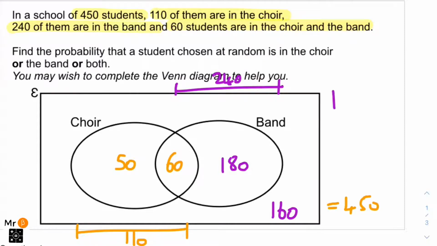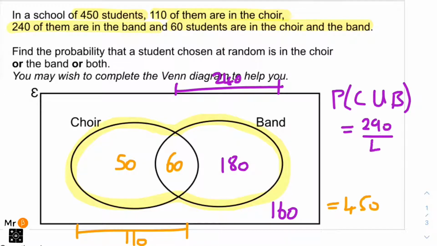It wants you to then work out the probability that the student chosen is from the choir or the band or both. So we're looking for the probability that it is in either of these 2 circles, including the middle section. So then we just add those 50 plus 60 plus 180, and we get 290 over 450. And that would be our final answer.